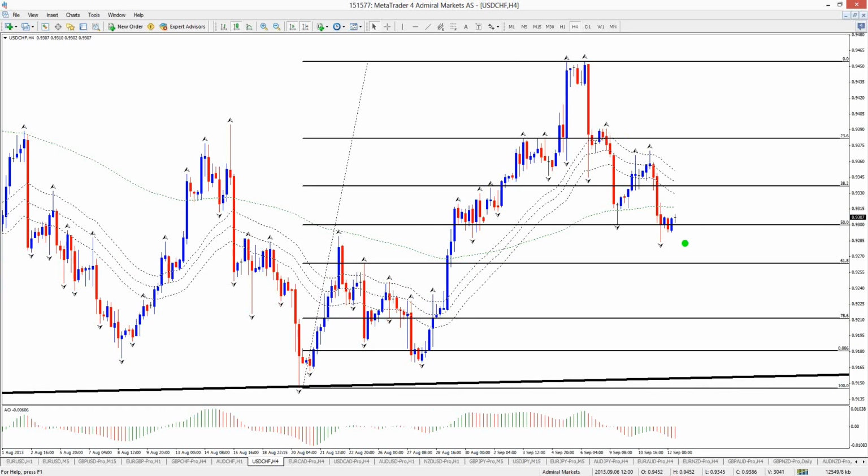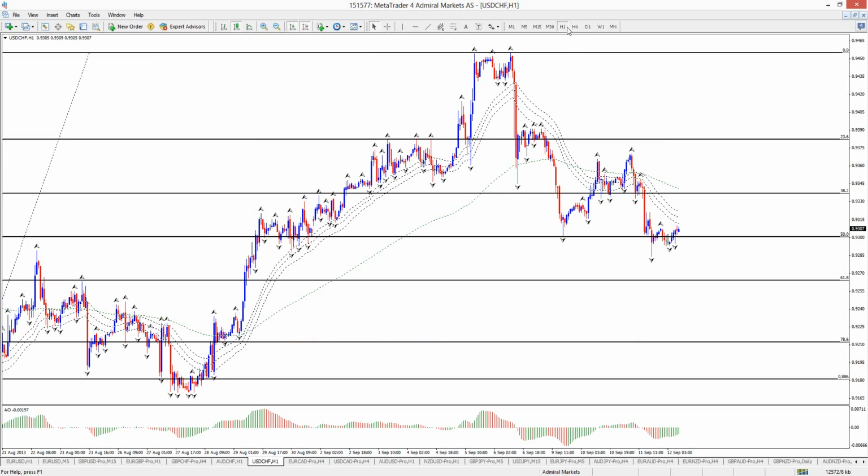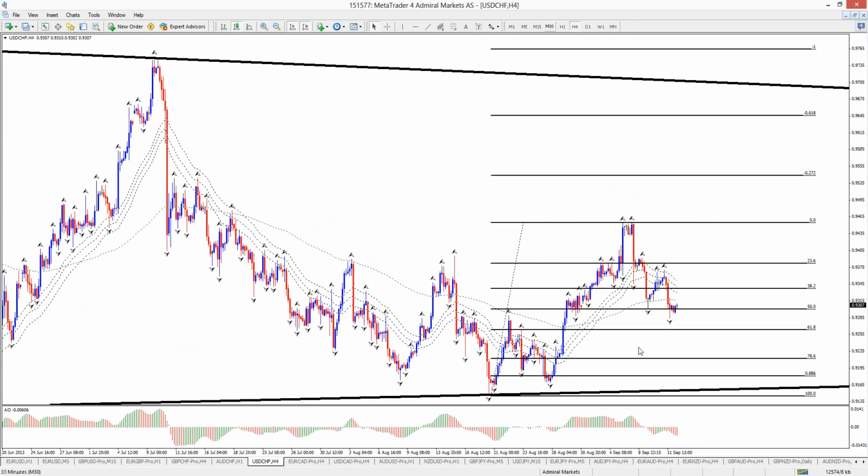Dollar Swissy, we're still at the 50 fib. Let's see if that is the bouncing spot like I think it will. Just like the euro dollar, I'm expecting a bounce, but we'll have to see if that is indeed true. In any case, we're at the 50 fib, so let's see. Is it worth trading right now?